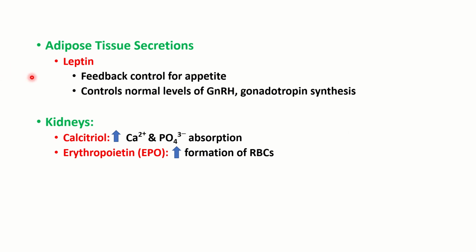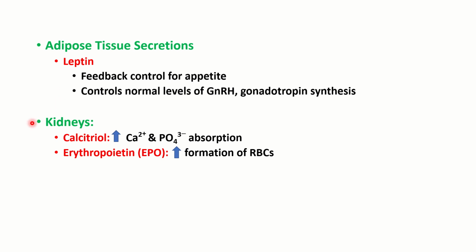Also, adipose tissue produces leptin. Leptin is important for appetite: once you eat, after 20 minutes or so, the hypothalamus suppresses the appetite centers, so you stop eating. Also, it's important for control of gonadotropin releasing hormone that is coming from the hypothalamus, and that will affect the release of gonadotropin, which is coming from the pituitary gland, and then gonadotropins are important for production of estrogen and progesterone.